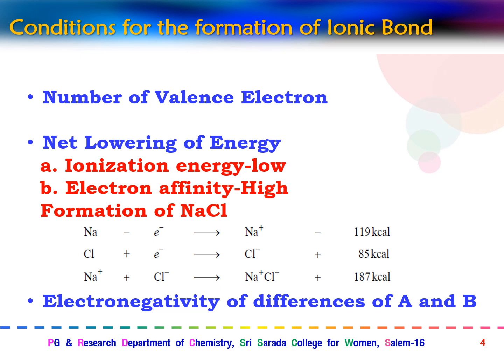So these are the values for the ionization energy, electron affinity and the formation of Na plus and Cl minus. Suppose we calculate the net energy released in the above steps by adding 187 plus 85 and minus 119, that is equal to 153 kilocalories. Since the overall process results in the lowering of energy, NaCl is formed.